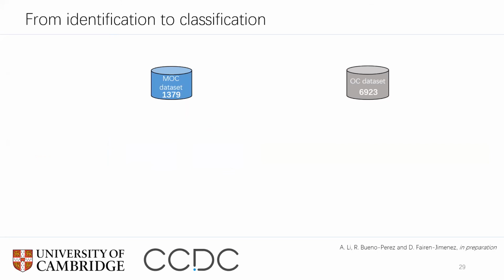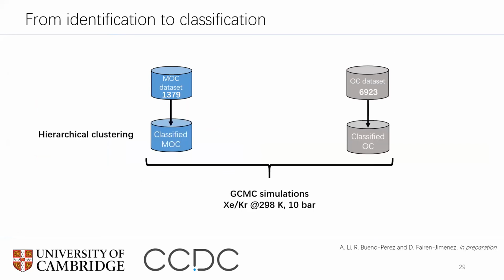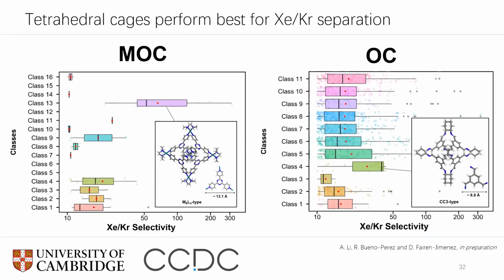What we can do next is, for instance, to use hierarchical clustering again to further classify the cages themselves into the different shapes of cages that we have in each data set. And we can then map this information to some molecular simulations, say xenon-krypton separation at room temperature and 10 bars. So I'm not going to show you all the results, but just 2 figures. Here on each side, you can see box plots that correspond to the different shapes of cages that we identified. So for instance, in the MOCs data set, there were 6 different shapes, and in the organic cages data set, there were about 11.